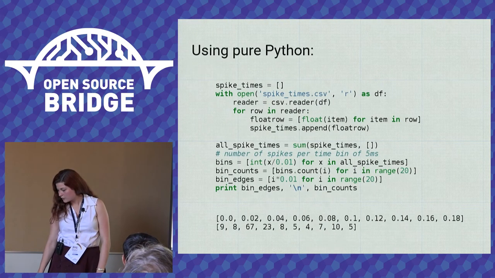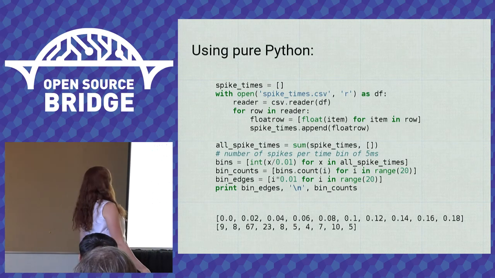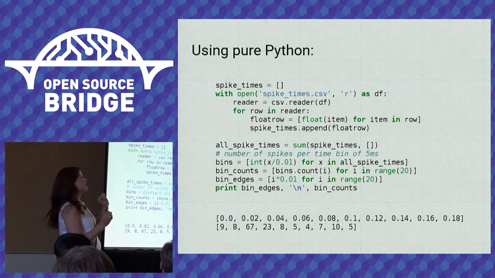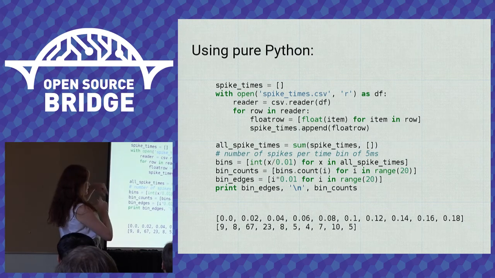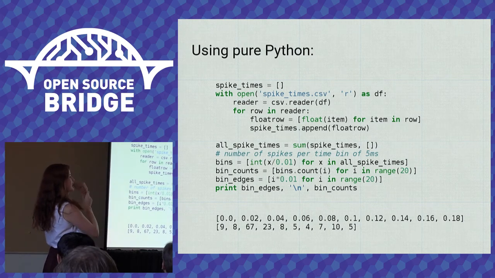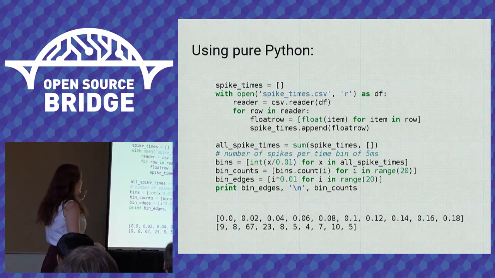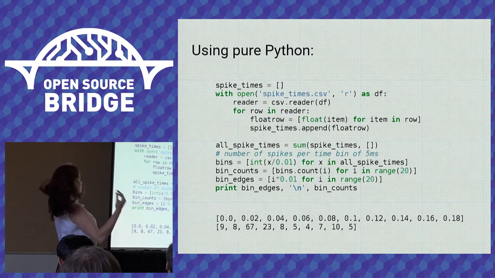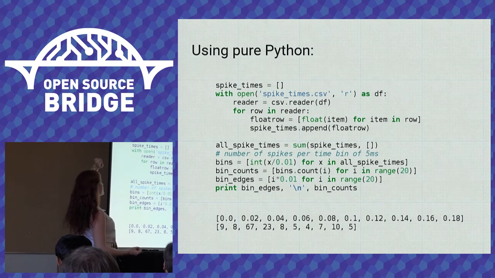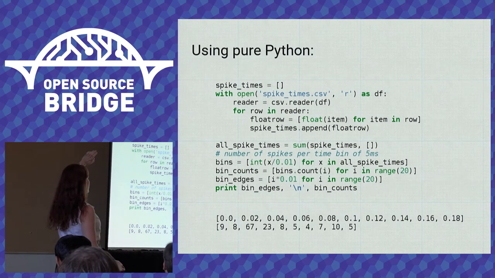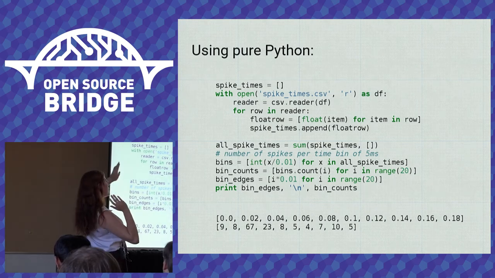Okay. So if I want to find out the number of spikes in each time bin, to get a pattern across an entire set of repetitions, this is something that we do. Using pure Python, I can actually do this without even using any of the libraries if I don't want to introduce dependencies, if this is all I need to do. This is what it would look like.